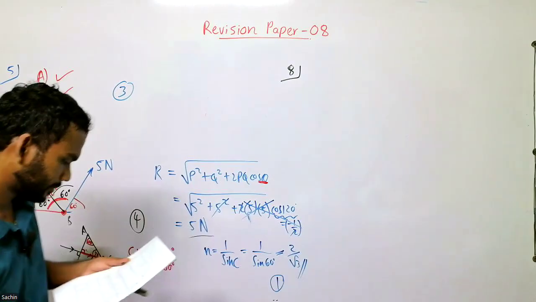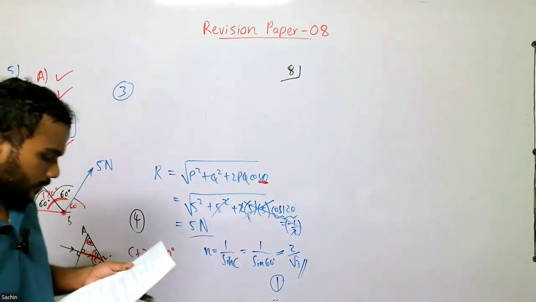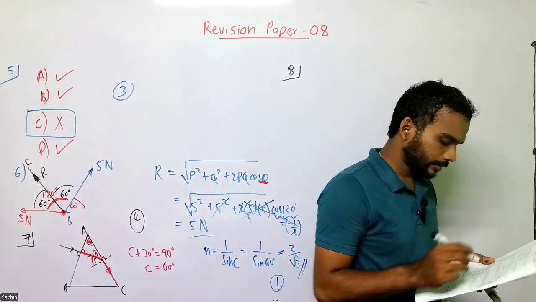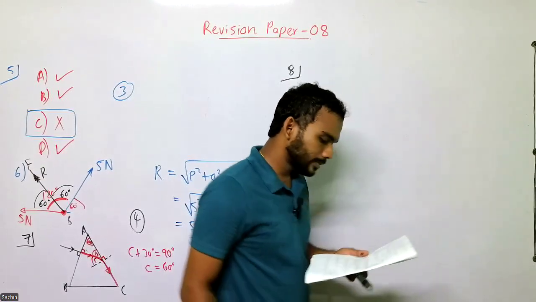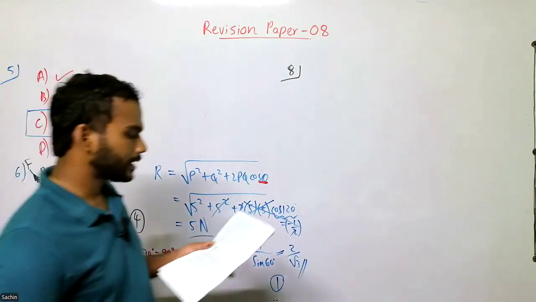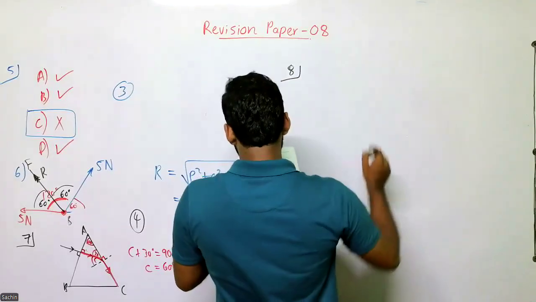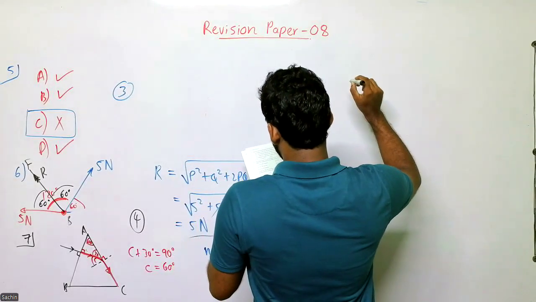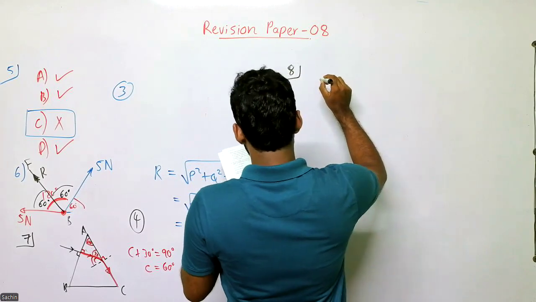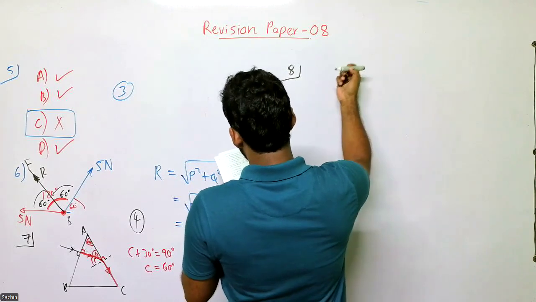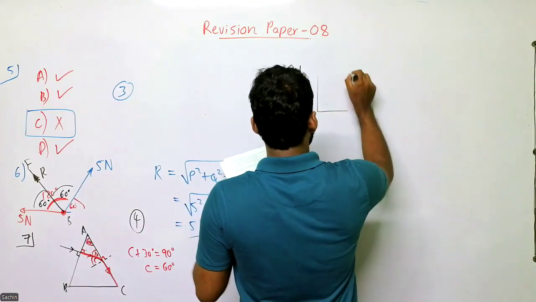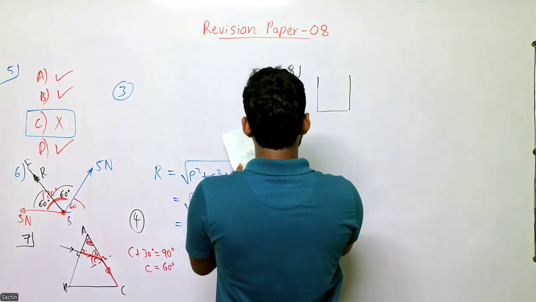Question number 8. 1 kilogram of water in a vessel having negligible heat capacity is heated by an immersion heater of 1 kilowatt. Within 100 seconds, the temperature rises from 25 to 45 Celsius.